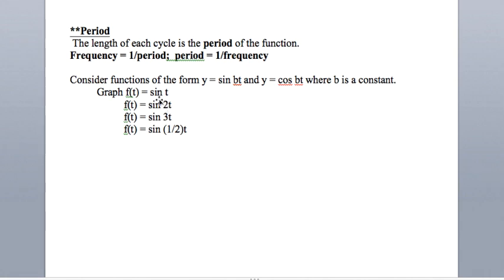Okay, so now when we look at the period, instead of changing the number in front, we're going to leave the number in front to be 1 each time, but we're going to change the number that we're taking the sine of. So instead of just the sine of x or t or theta, whatever value we have, we're going to do 2t, 3t, and 1/2 t.